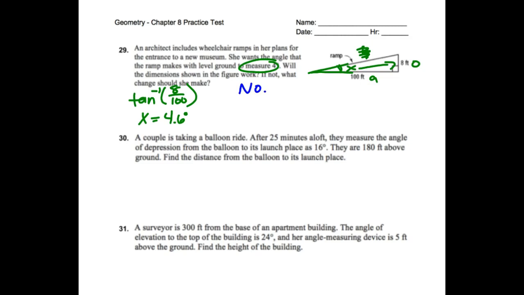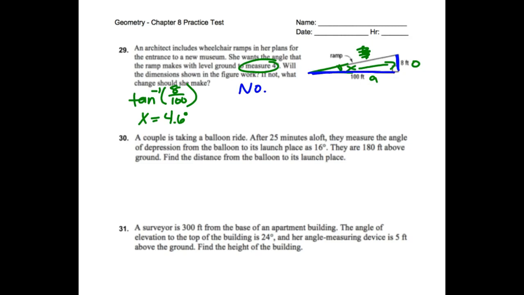If not, and it is a not, what change should she make? So if we're thinking about a ramp, there's a few things we can't change. We cannot change the height of the ramp. If we change the height of the ramp, we're changing the height of the building, which is way more complicated than we want to go into. So what we do need to change somehow is this length of the ramp.